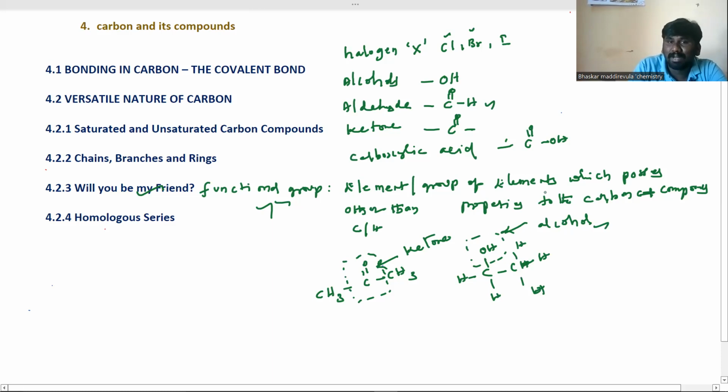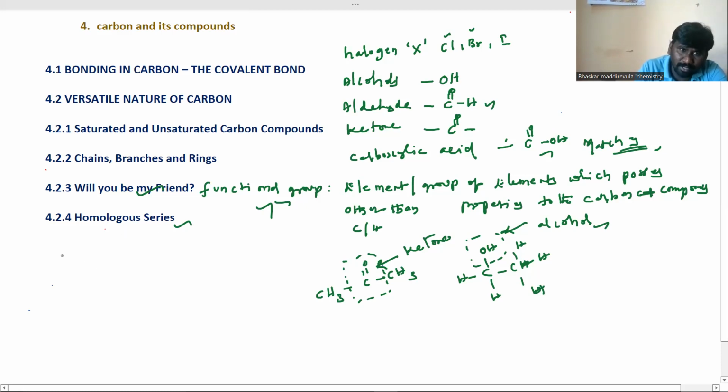Sometimes they may ask matches. Match the following. They will just shuffle the names and the functional groups, and ask you to match the following. So there is a possibility of asking match questions from this topic. Next, the last one is homologous series. From here also there is a possibility of asking a 2 or 3 mark question, three marks maximum. So which are called homologous series?